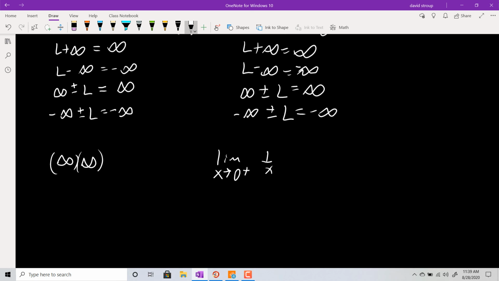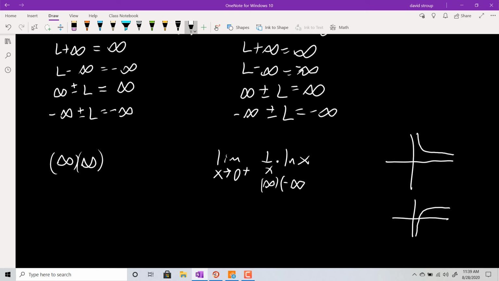1 over x times ln of x. If you look at the graphs of those as x goes to 0 from the right, 1 over x is going to infinity. This isn't exactly the same; this will go to negative infinity, right? In that case, you'll have an infinity times negative infinity, which will be negative infinity.